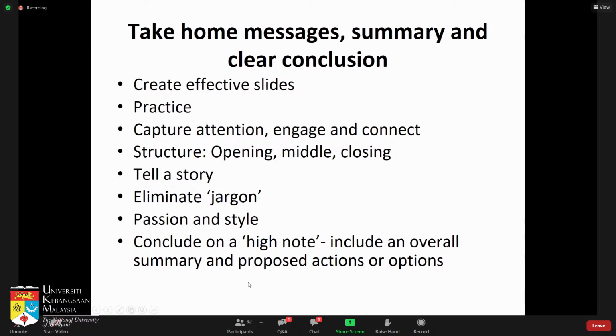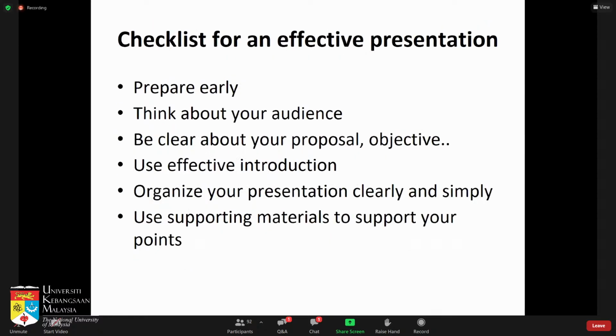So the take-home message, the summary and clear conclusion, is again, you really have to capture the attention. Structure is very important. Eliminate the jargon, show your passion to present, and conclude on a high note, which is also the one that you have mentioned before in your presentation. Among the checklists are: prepare early, think about the audience, be clear about your proposal or whatever you were asked to deliver in the presentation.